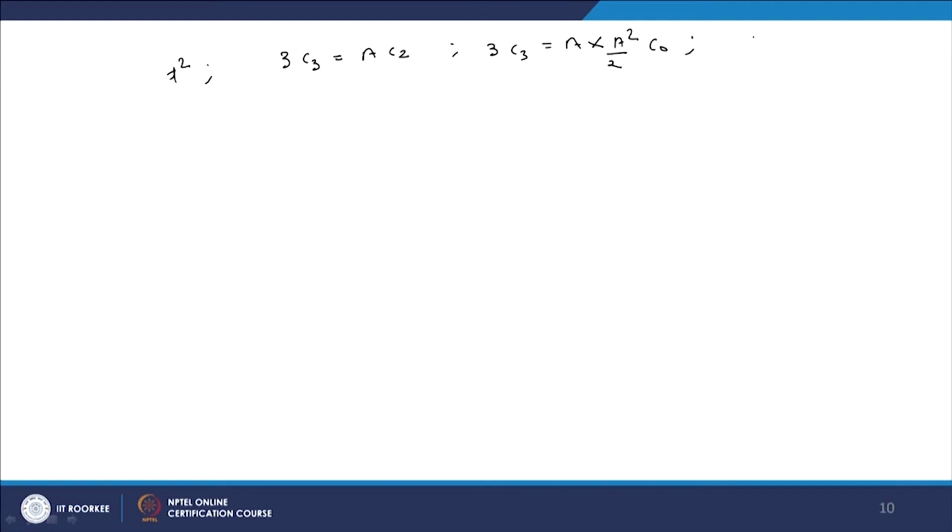So, we can write this C3 equal to, taking the 3 to the other side, A cube into C naught. Here we can write this as 6 into A cube into C naught, and if you write this as factorial 3, that is 3 into 2 is 6, A cube into C naught. Now, similarly we have to proceed further.